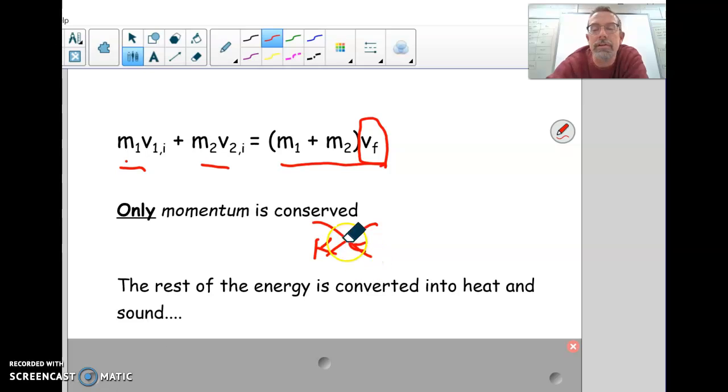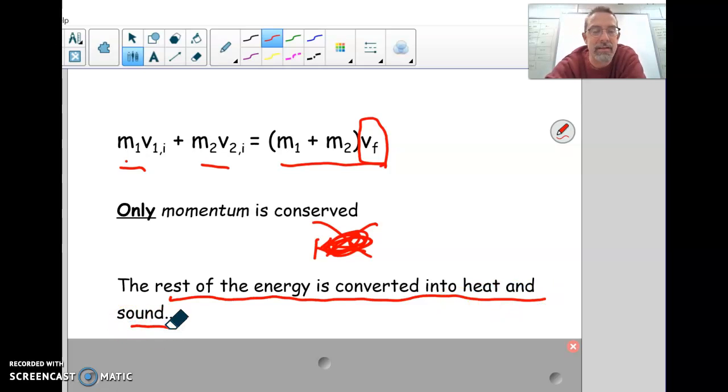The reason why energy is lost is because the rest of the energy is converted into heat and sound in an inelastic collision. Now we can also have explosions where things start together and move apart. It's basically this in reverse. But either way, the whole concept is that momentum is conserved.